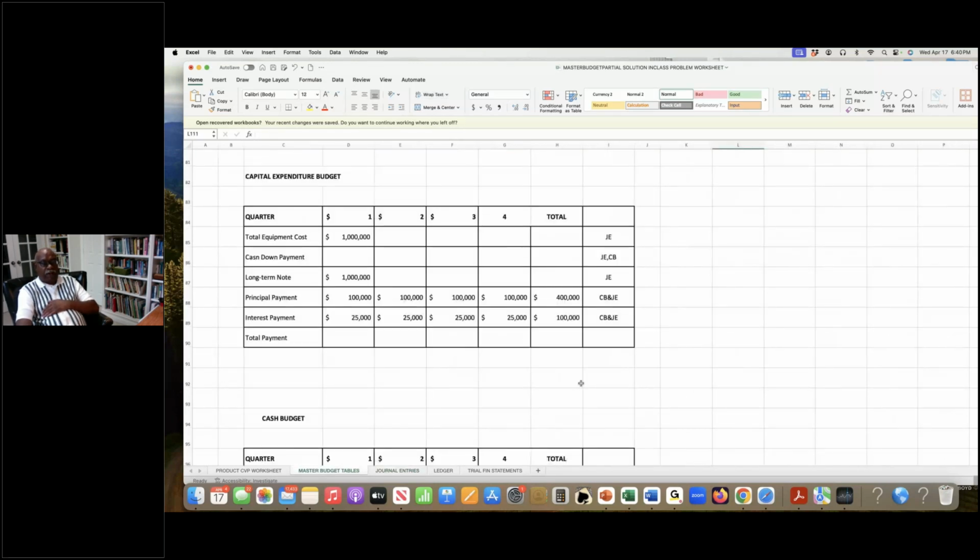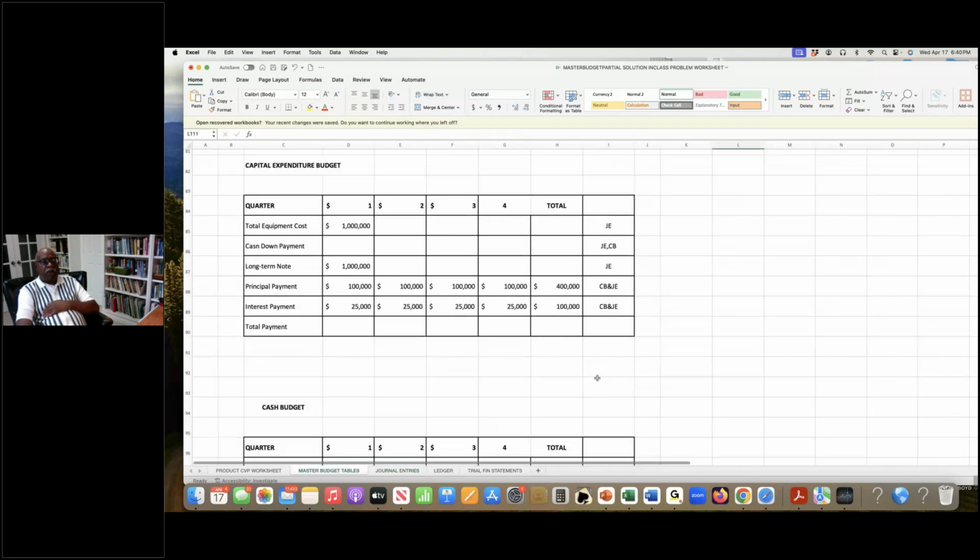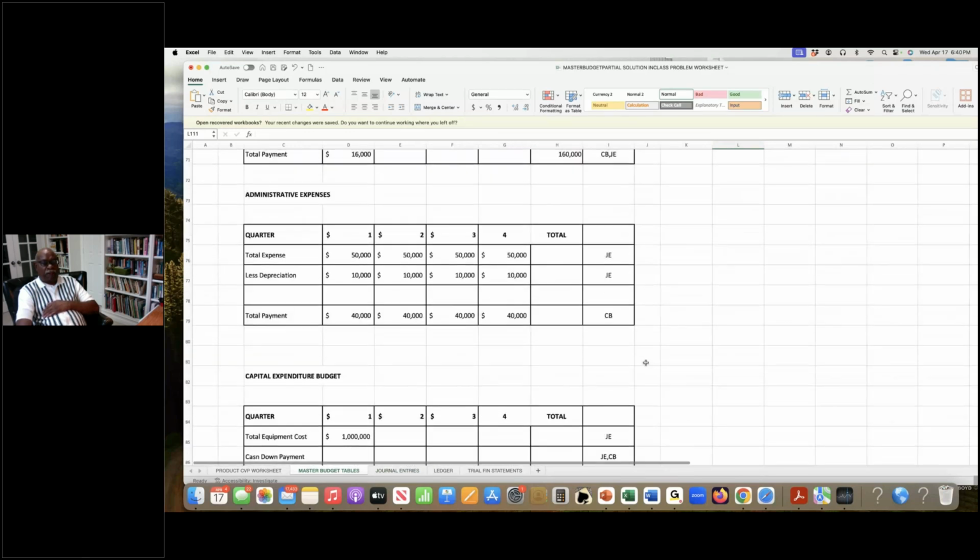So for everyone else, you're working with the administrative expense. In the assumptions, it's 50,000 a quarter, 10,000 depreciation. You're putting this bottom line on the cash budget, then you're making the journal entry. You've got 5 minutes to get that done.